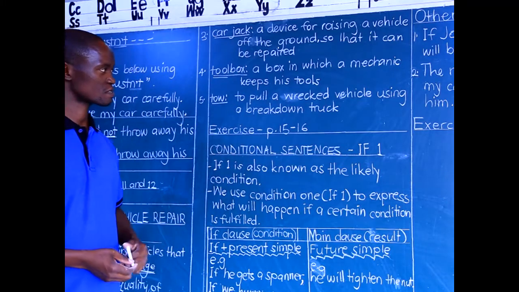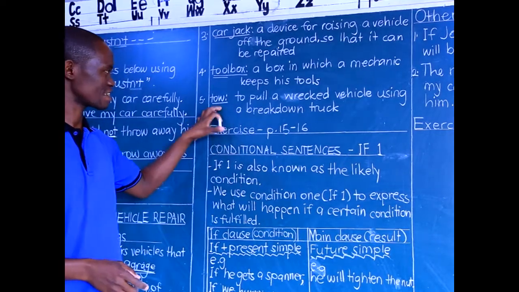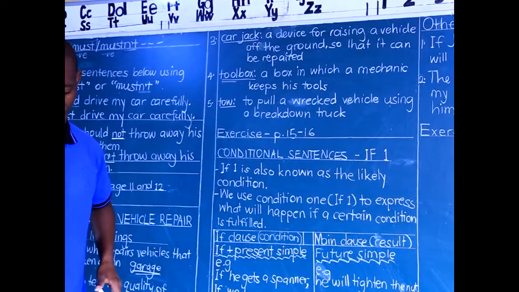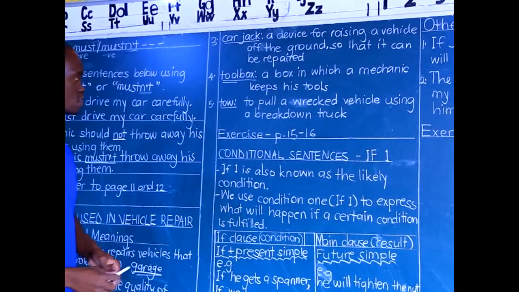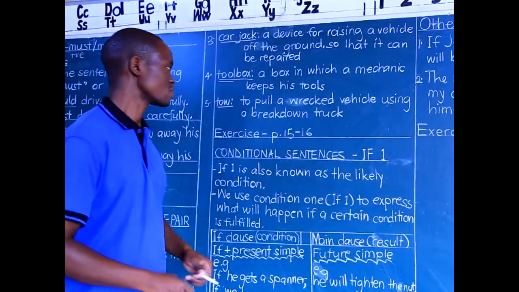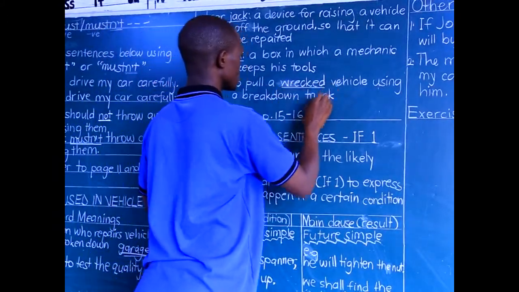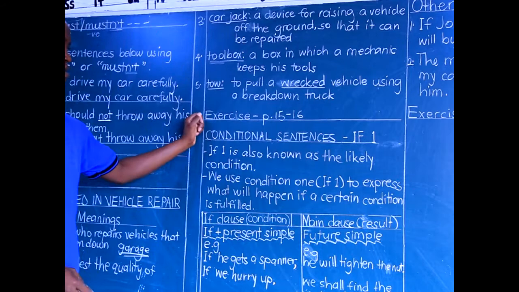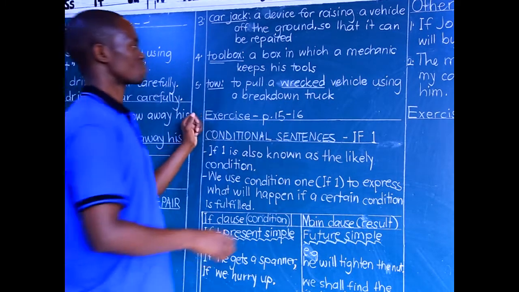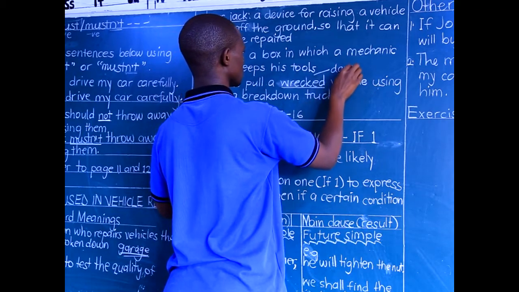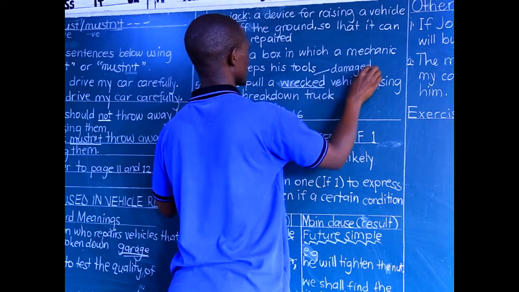Lastly in our list, I've said this is just the last one now in my list on the board, but the list goes on and on. When you check your workbook on page 14, we have the word tow, which means to pull a wrecked vehicle. To pull a wrecked vehicle using a breakdown truck. Check the word wrecked, which means the same as damaged. A wrecked vehicle is a damaged vehicle.